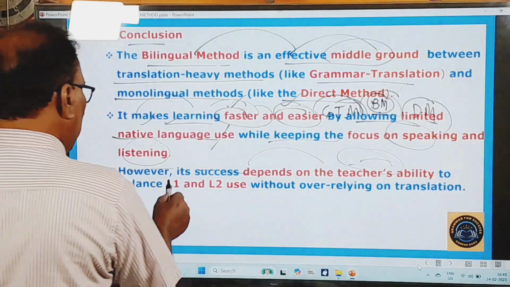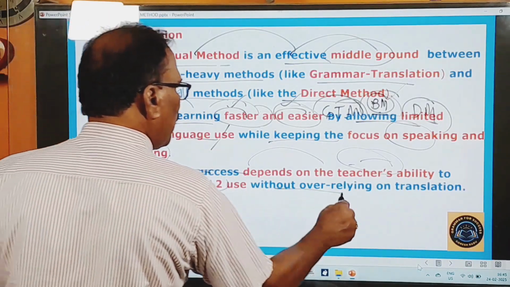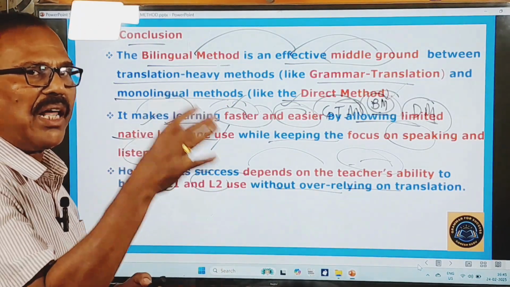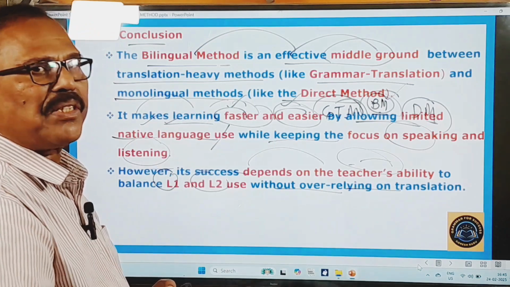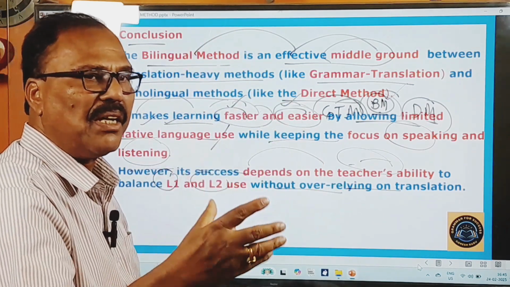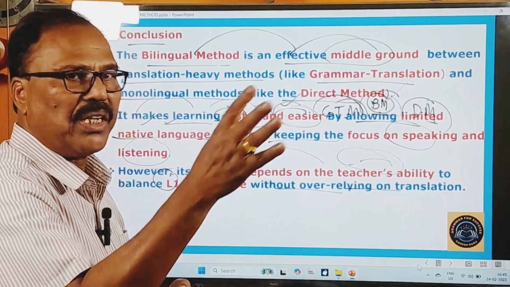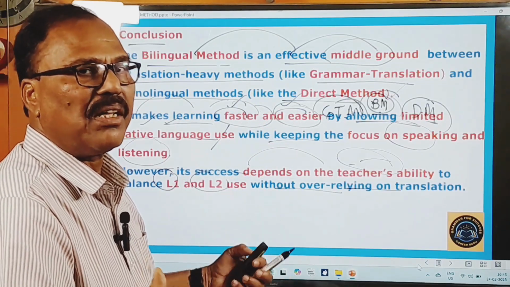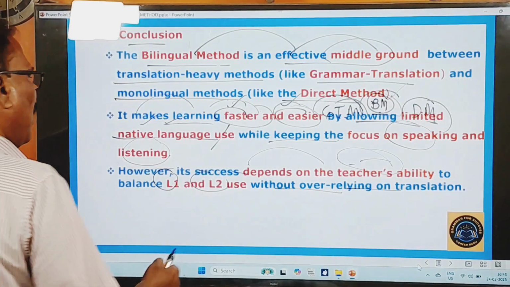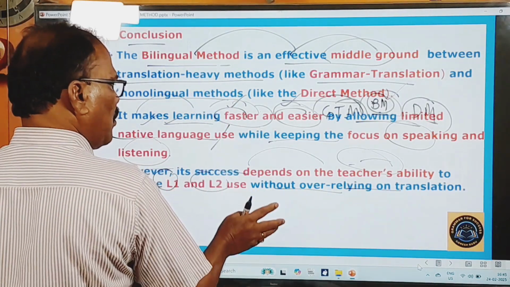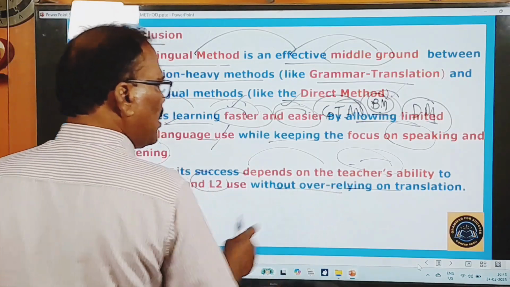And balancing L1 and L2 use without over relying on translation. So the teacher must not rely too much on the native language. Instead of relying too much on the L1, the teacher must teach the target language to the students. Then what happens? This method will yield successful results in the classroom, right? And therefore, the success of this grammar translation method adopted in the classroom depends largely on the teacher's ability.